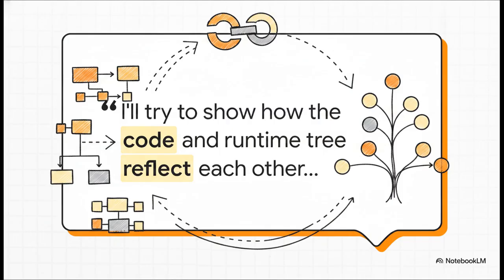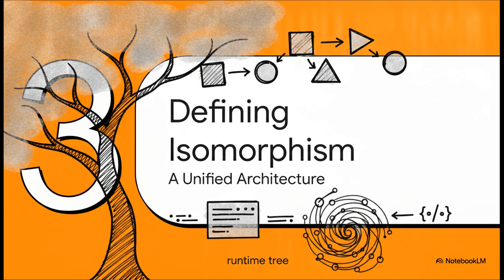And the absolute crucial point comes from the seemingly innocent sentence in Smith's June 19th email. He wrote, "I'll try to show how the code and runtime tree reflect each other so a developer can easily jump back and forth between the two types of expressions." Now, in a traditional setup, code and data do not reflect each other at all. They are entirely distinct. But with this one single sentence, Smith completely reimagines the relationship between abstract digital state and physical execution. Let's unpack that in part 3, defining structural isomorphism.